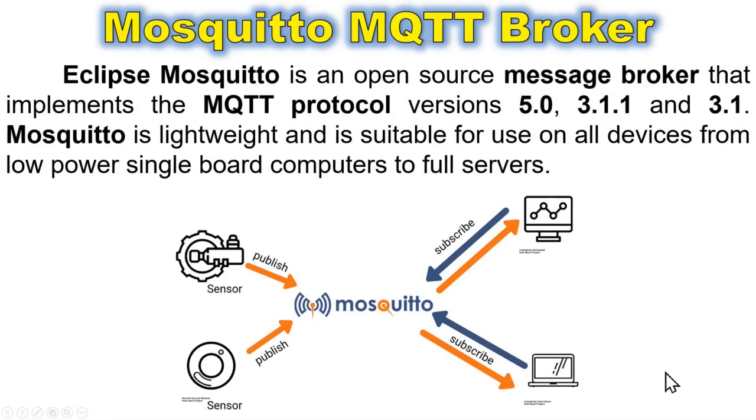The MQTT broker that I use in this home automation project is the Eclipse Mosquitto. Eclipse Mosquitto is an open source message broker that implements the MQTT protocol versions 5.0, 3.1.1, and 3.1. Mosquitto is lightweight and suitable for use on all devices, from low-power single-board computers to full-fledged servers.